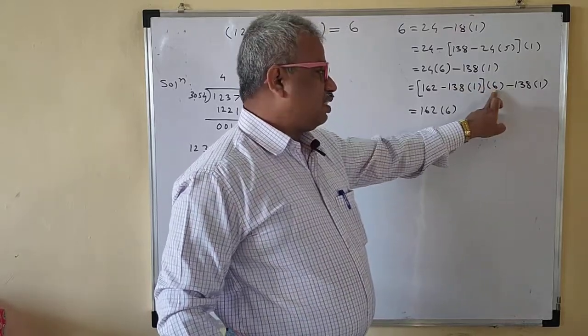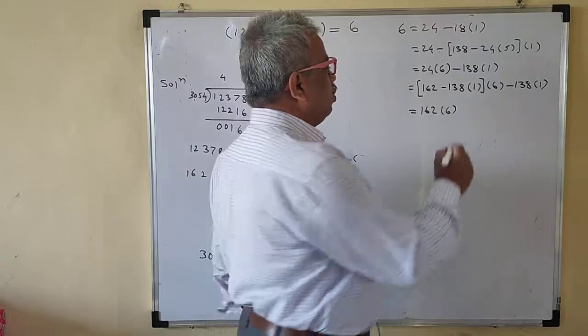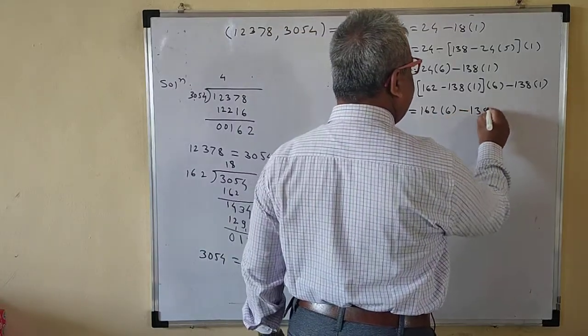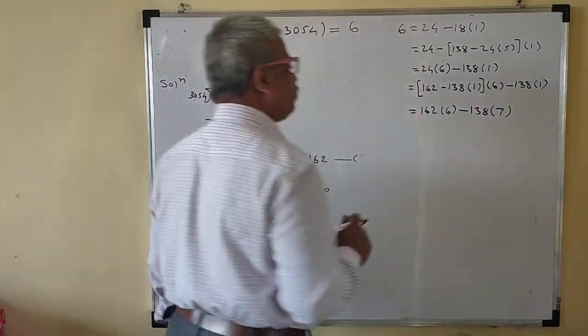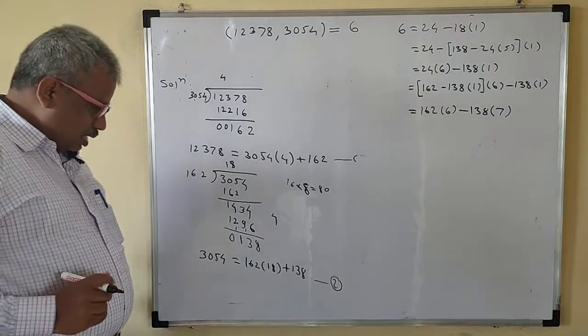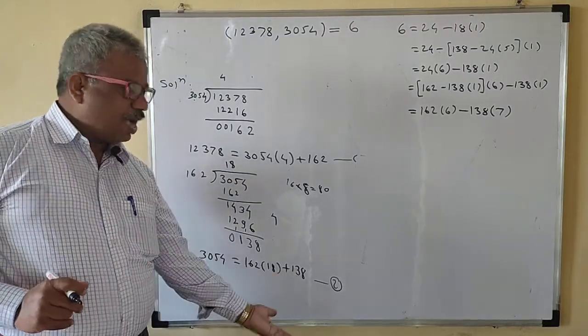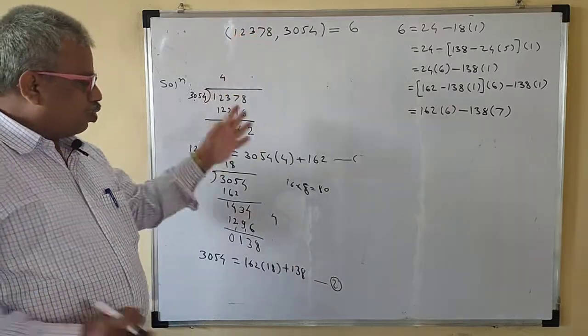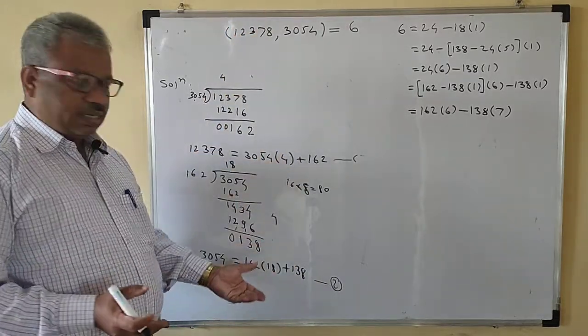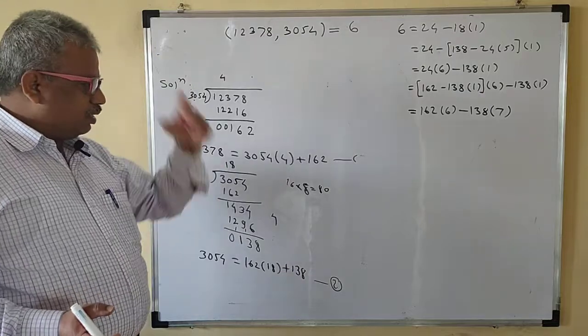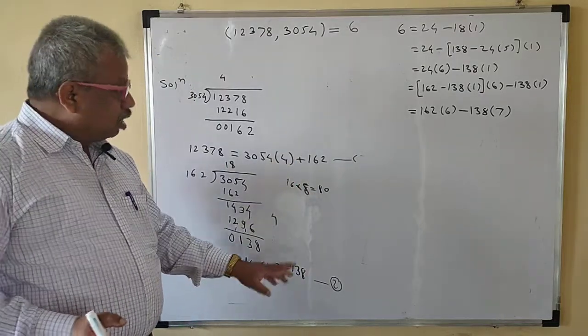So 1 into 6 is 6. And this is 7. So minus 138 into 7. Right? Then the next remainder is what? 138. Go by the reverse way. Don't do it like 162 and then 138. Don't do it like this. Just go by the reverse way. You will easily get your answer.